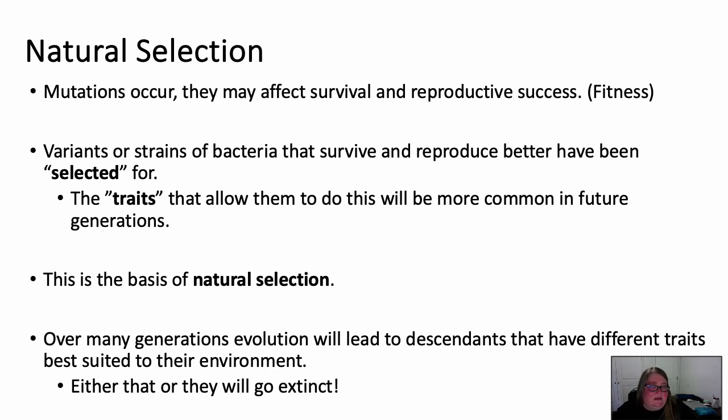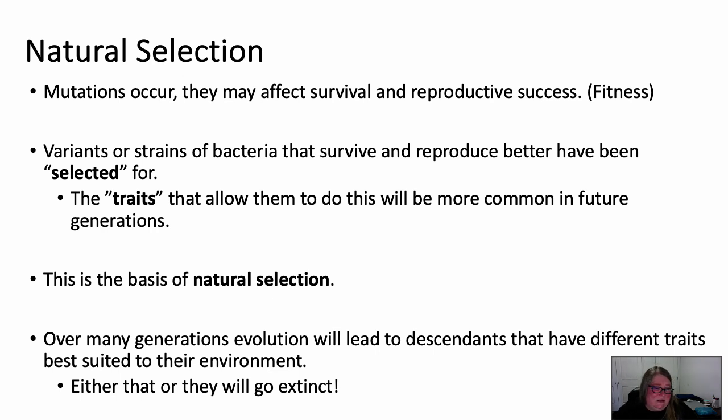Okay, the thing is, they're going to have specific traits that allow them to do this. One of the traits we talked about with the pepper moths is the wing color. So for bacteria, it might be the ability to break down lactose. It might be the ability to live in an aerobic environment. Those are both traits that allow them to survive in different environments.